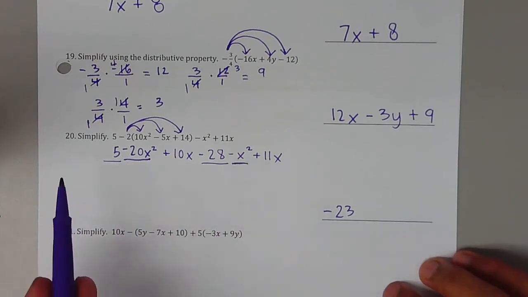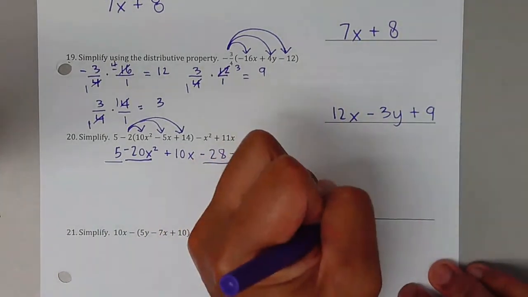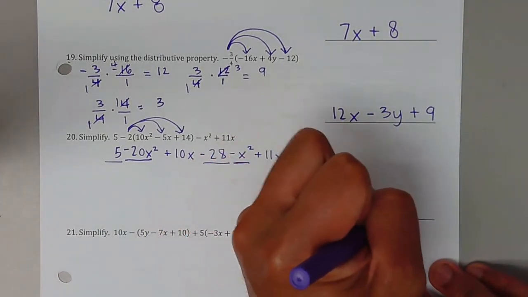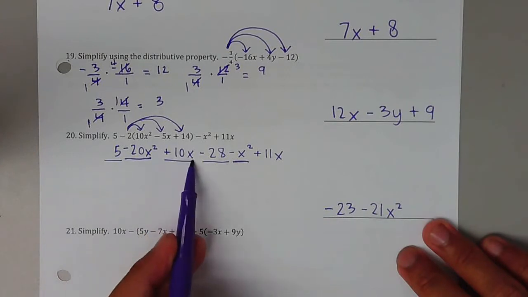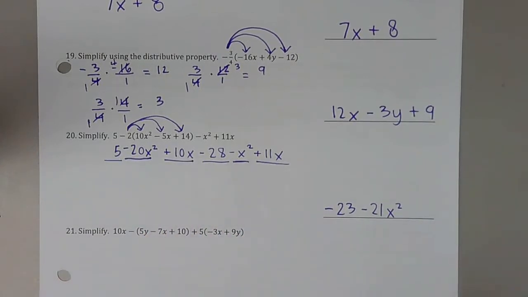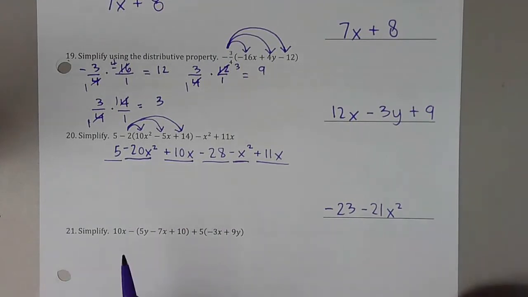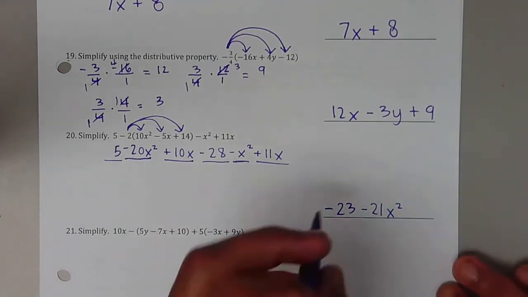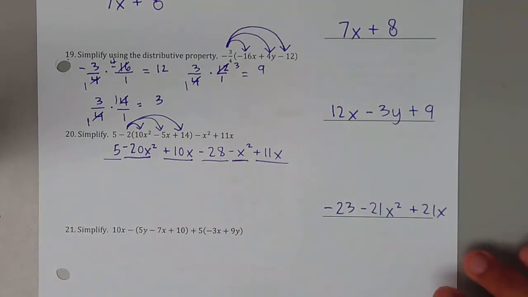If we have negative 20 pizzas and we subtract one more pizza, we're going to have negative 21 pizzas, or negative 21x squared. And then lastly, we have our like terms of 10x and 11x. Right? If I have 10 of something and I add 11 of that something, I have 21 of those somethings, or 21x. So plus 21x. Final answer.